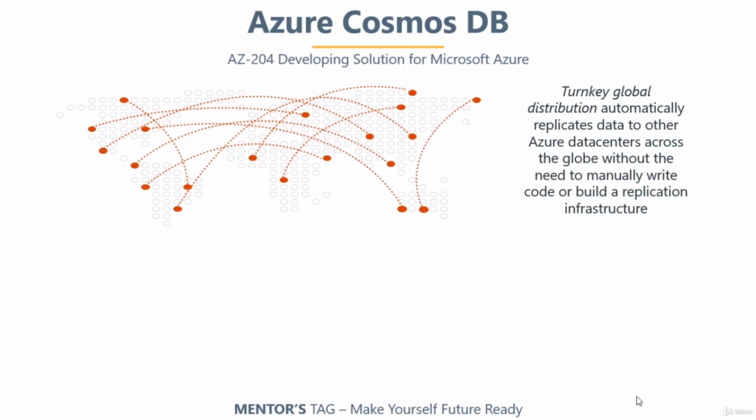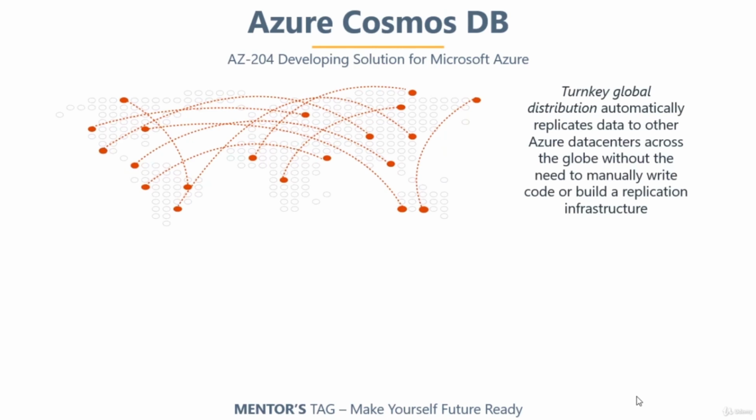Inside Cosmos DB, we have a facility of turnkey global distribution, which automatically replicates your data to other Azure data centers across the globe without the need to manually write code or build a replication infrastructure. It technically has something called multi-region write. Normally, if you're using Azure SQL or any other data storage provider or database associated with Azure, we mostly have multiple geographical copies from where we can read.